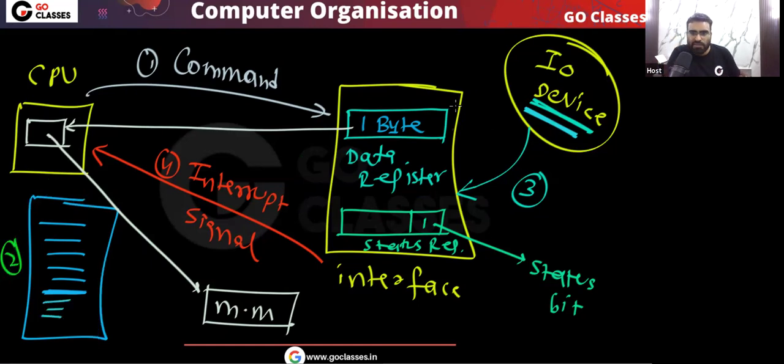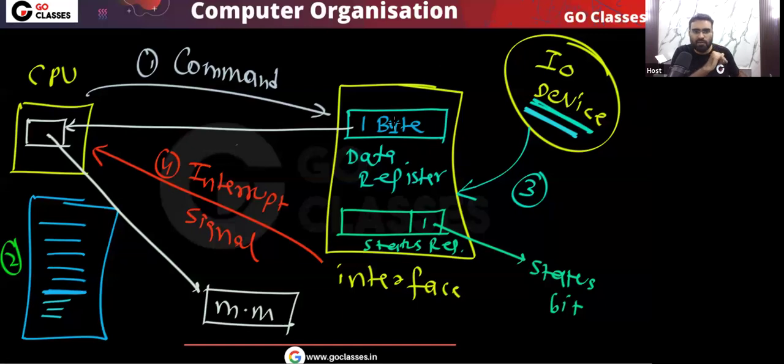Now, when the IO device gives 1 byte, the interface will give an interrupt signal to the CPU. The CPU will save this work, and after saving it, the CPU will do the data transfer. The next byte the CPU will transfer to the main memory. Now, 2 bytes we have transferred. So far, how many interrupt signals were generated? Two interrupt signals have been generated.